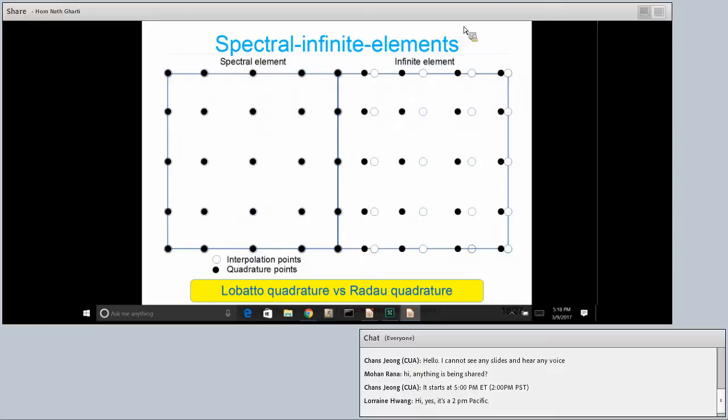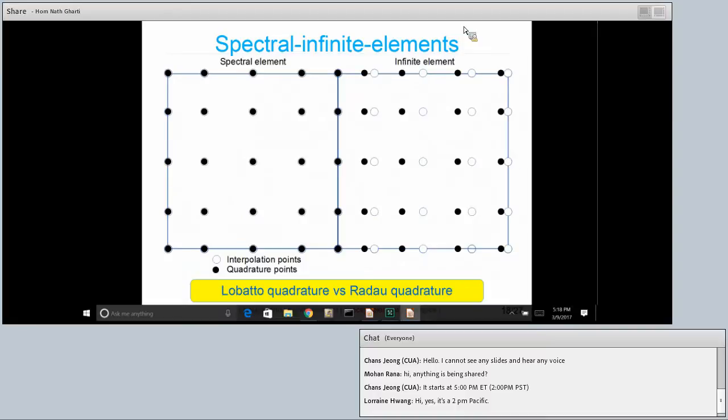And as you can see, the spectral element and infinite element interface has identical quadrature and interpolation points, which naturally couples the spectral element and infinite element. So a spectral element is used in the domain, for example, whatever we are solving, and the infinite element represents the outer space of that domain, for example, for the gravity outside the Earth.